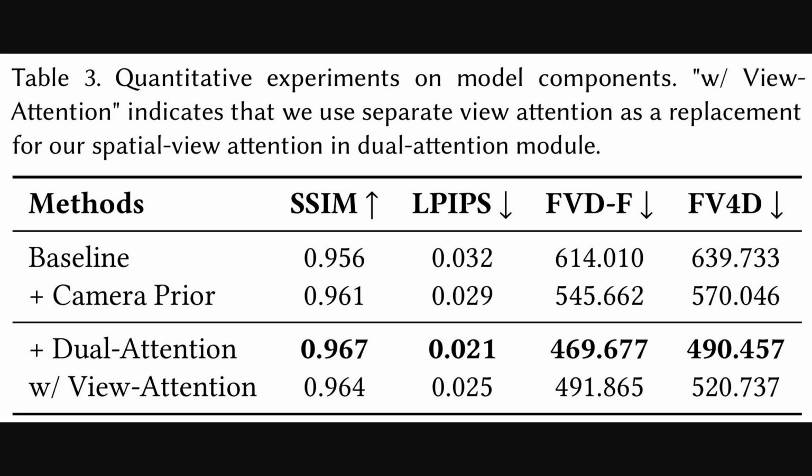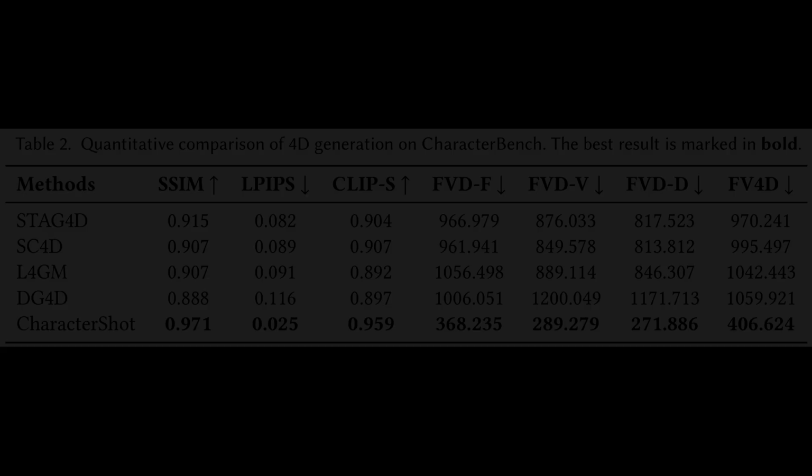This table then details an ablation study, which shows how each piece of the model contributes to the final performance. Starting with the baseline, you can see that adding the camera prior gives a nice boost to the scores. But the real magic happens when they add their proposed dual attention module. That third row, representing the full model, achieves the best results across all metrics, especially in perceptual quality and video consistency. This clearly demonstrates that the dual attention component is critical for generating these high-quality animations.